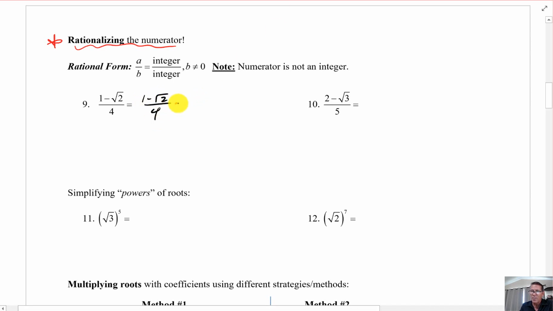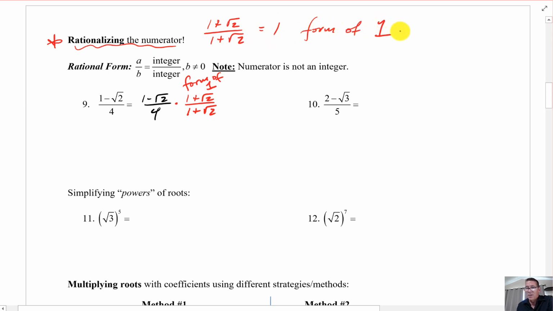I'm going to multiply it by 1 plus rad 2 over 1 plus rad 2, in a form of 1. This is called a form of 1, because anything divided by itself is 1. 1 plus root 2 divided by 1 plus rad 2 is just 1. It's called a form of 1. So get used to that, because it happens all the time. It's just a little mathematical thing.